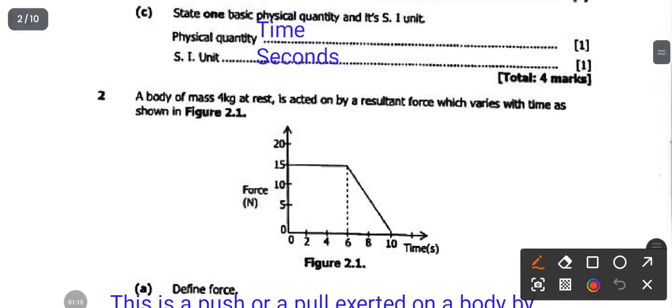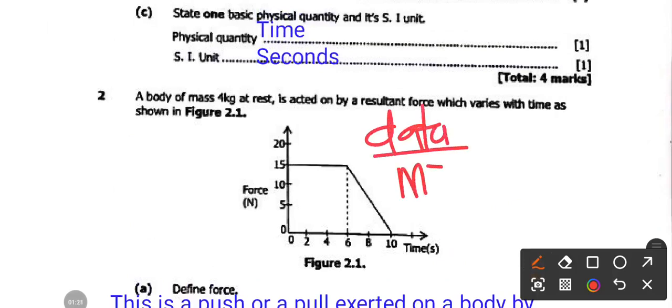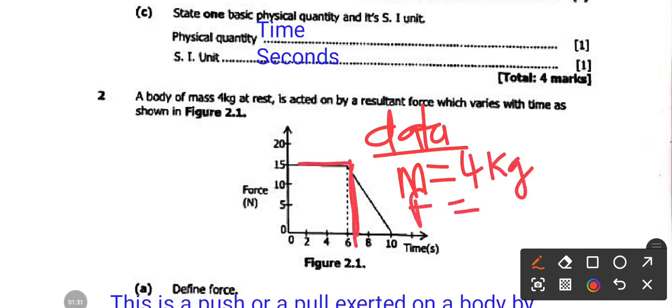The first thing that we should do is to get the data. The data here that we have is that the mass is 4 kg and the force when time is 6 seconds, force is equal to 15 newtons. Acceleration, we do not know.